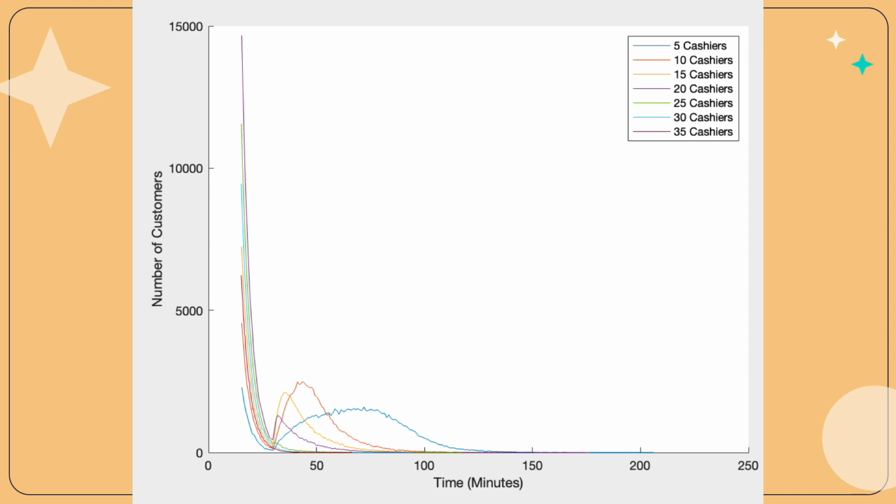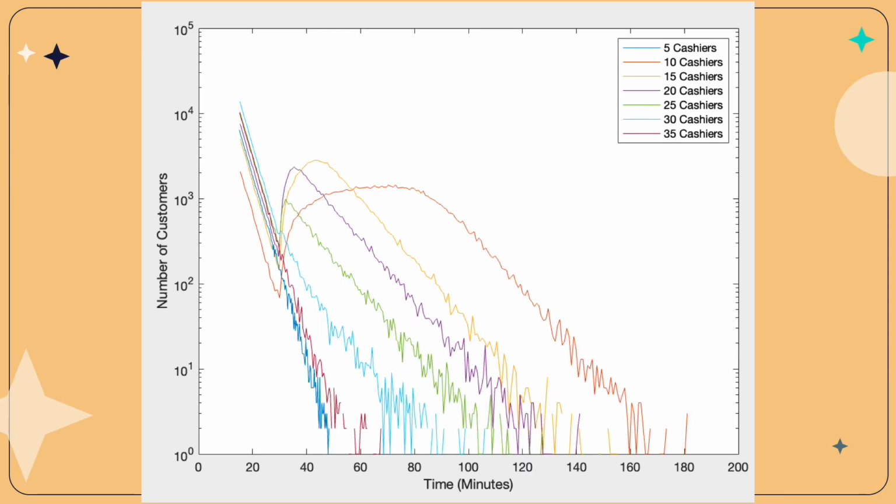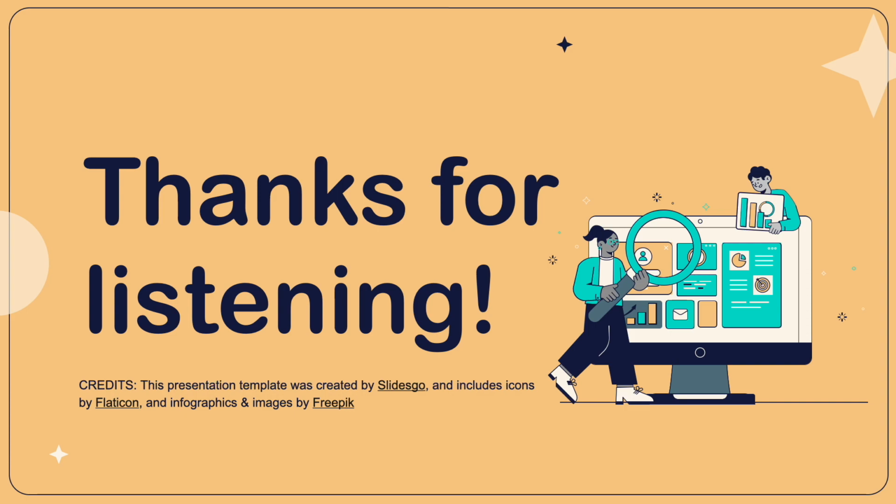Plotting them together on the same scale shows how the initial spike and bump are seen in all of the graphs, and as you increase the number of cashiers, the spike gets steeper and the bump gets smaller and smaller. Plotting them on a log scale shows how the initial decrease spikes all have very similar exponential slopes, and the ending exponential slope gets more and more negative the more cashiers you have. Thanks for listening.